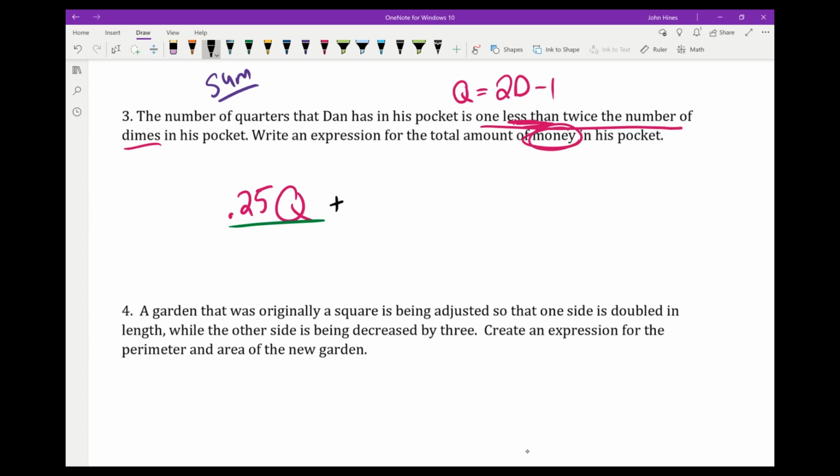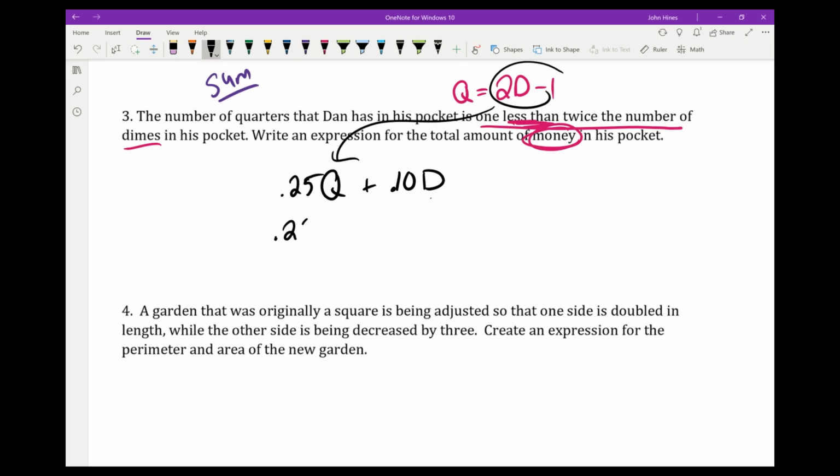Plus, well, how much are dimes? Dimes are 10 cents. 0.10 dimes. That's how much money he has in his pocket. 0.25 dollars per quarter, 10 cents per dime. I can just make that substitution.